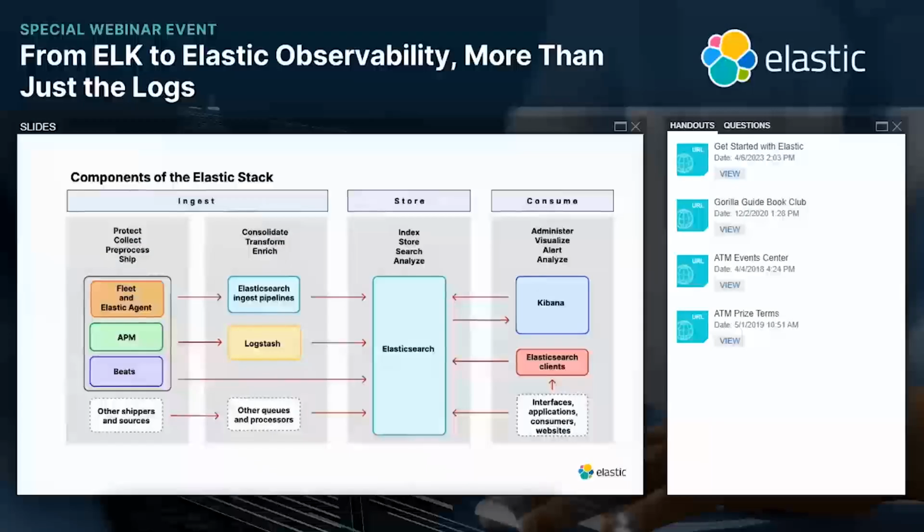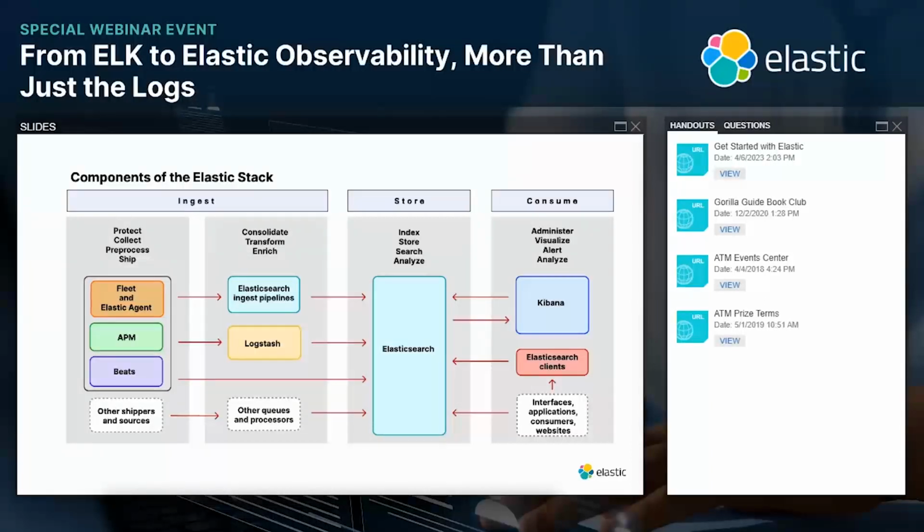It has three components: ingest, store, and consume. On the leftmost, we have all the different data sources that you can bring data from. It could be an Elastic agent running in a host. It could even be a lightweight data shipper like the Beats framework. It could even be OpenTelemetry data. Elastic has native integration with OpenTelemetry.